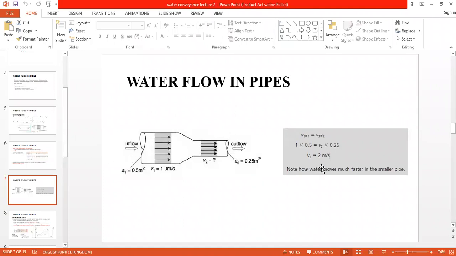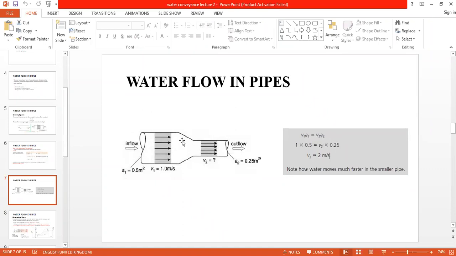And from yesterday, we said that the discharge is a product of the velocity of the water and the area through which it is passing. So discharge at point 1 will be V times A. Then similarly at point 2, it will be V times A.